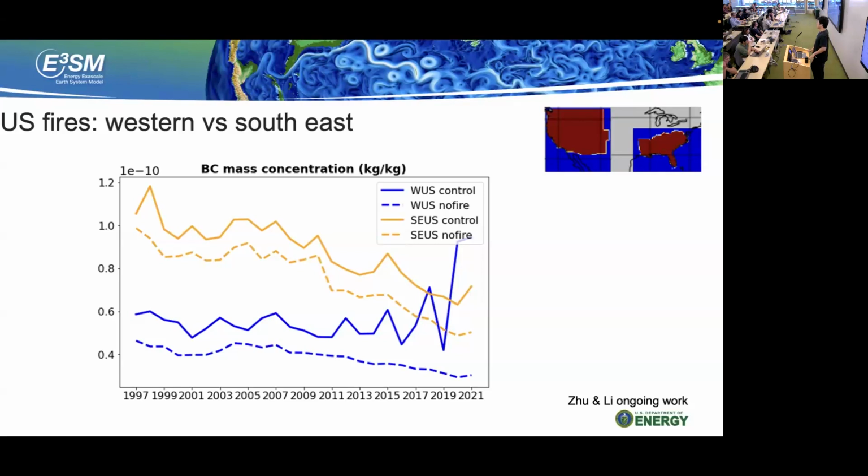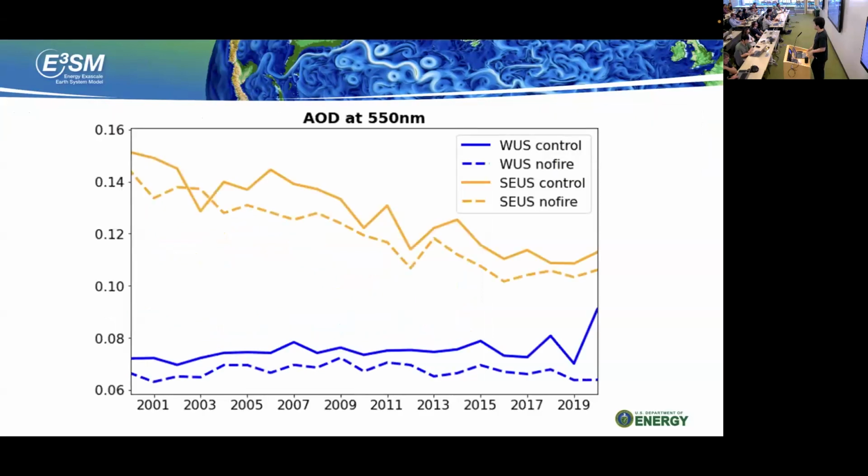Fire does play a very important role, and you see a declining of the BC mass concentration over the southeast, it's getting cleaner, and the same thing over the west, it also gets cleaner in terms of the dash line. But because of fire, the west tends to reverse it, and the southeast just continues the difference of solid and dash line. They continue and sustain. And that's why you see the difference in the AOD, the aerosol optical depth.